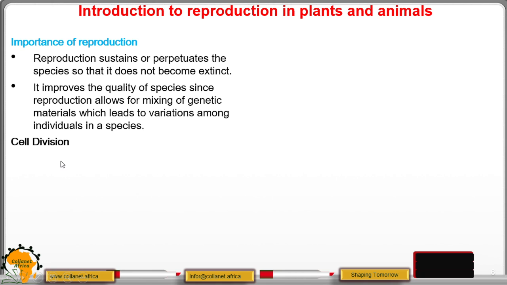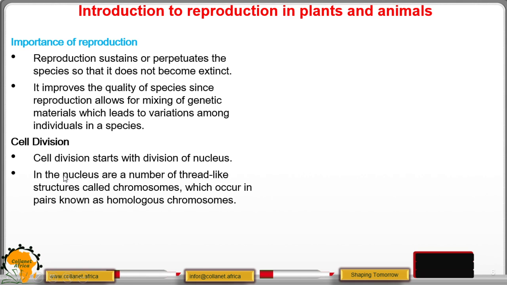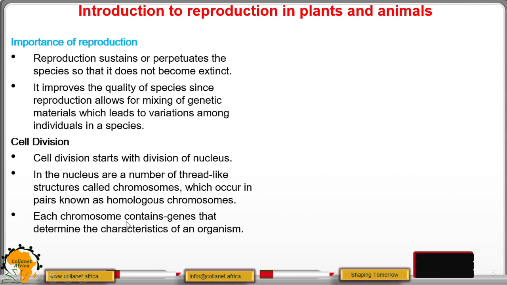So let us now move swiftly and look at cell division. This process of cell division begins with the division of the nucleus, and in the nucleus are a number of thread-like structures which are called chromosomes, and they occur in pairs, and when they occur in pairs, they are called homologous chromosomes. Each chromosome contains genes, and these genes are the genetic materials transmitted from parents to offspring, and they determine the characteristics of an organism.